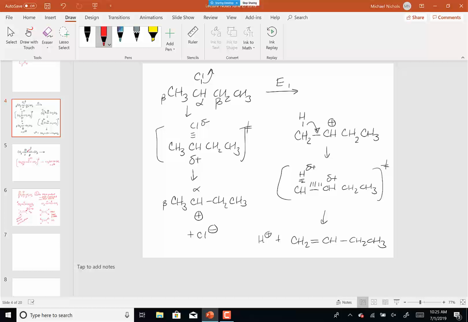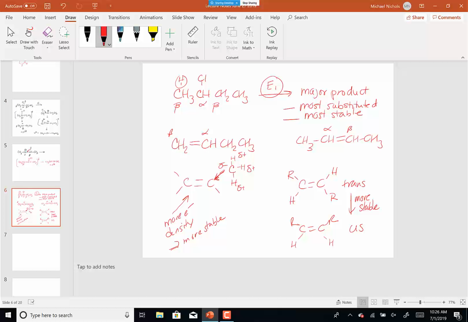Once I form the carbocation, I still have my beta hydrogens, and I can lose the beta hydrogens to give me the alkene product by having the pair of electrons move from the C-H bond to form the double bond. The transition state would have a partial double bond, breaking that carbon-hydrogen bond, and the charge being transferred from the H to the C, or vice versa. Right, so we need to know the mechanism, and then we need to also be able to predict the major product of the reaction.